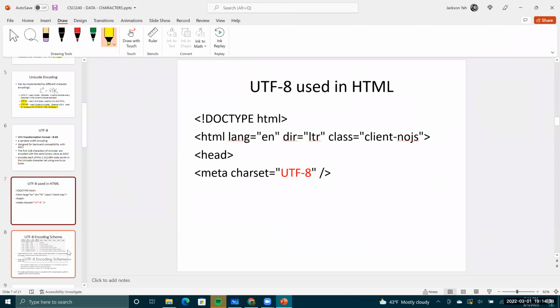All right, so now let's jump in and take a look at the specs on UTF-8 and how to encode a code point into zeros and ones.